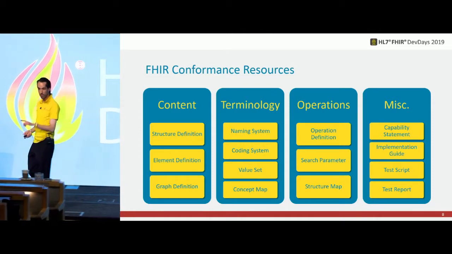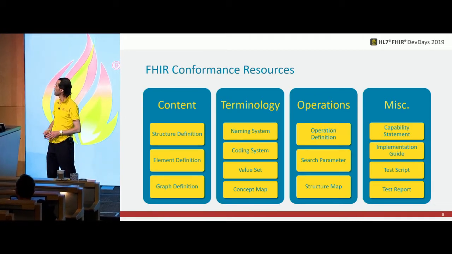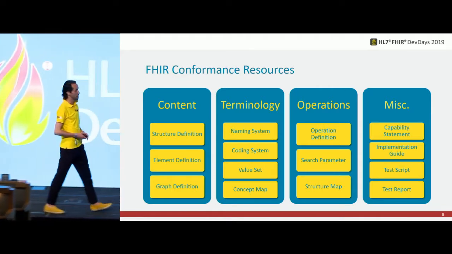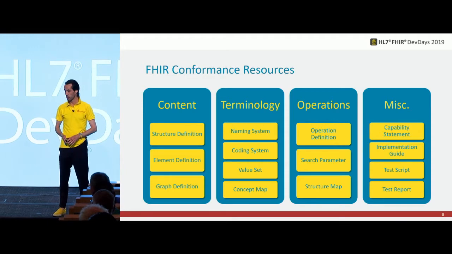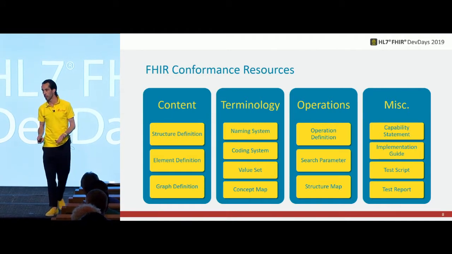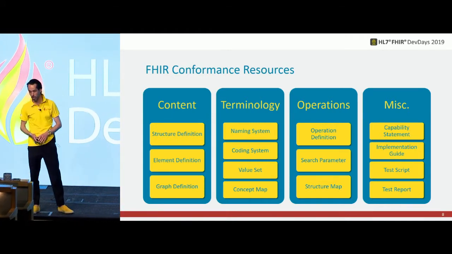And there's a structure map that allows you to author mappings between different resources or profiles. And there's also some additional, miscellaneous resources. We have a capability statement that allows a server to express its capabilities, again, in a computable way. There's a resource implementation guide. It's optional, but you can use it to even generate these implementation guides in a computable way, or by means of code generation, for example.